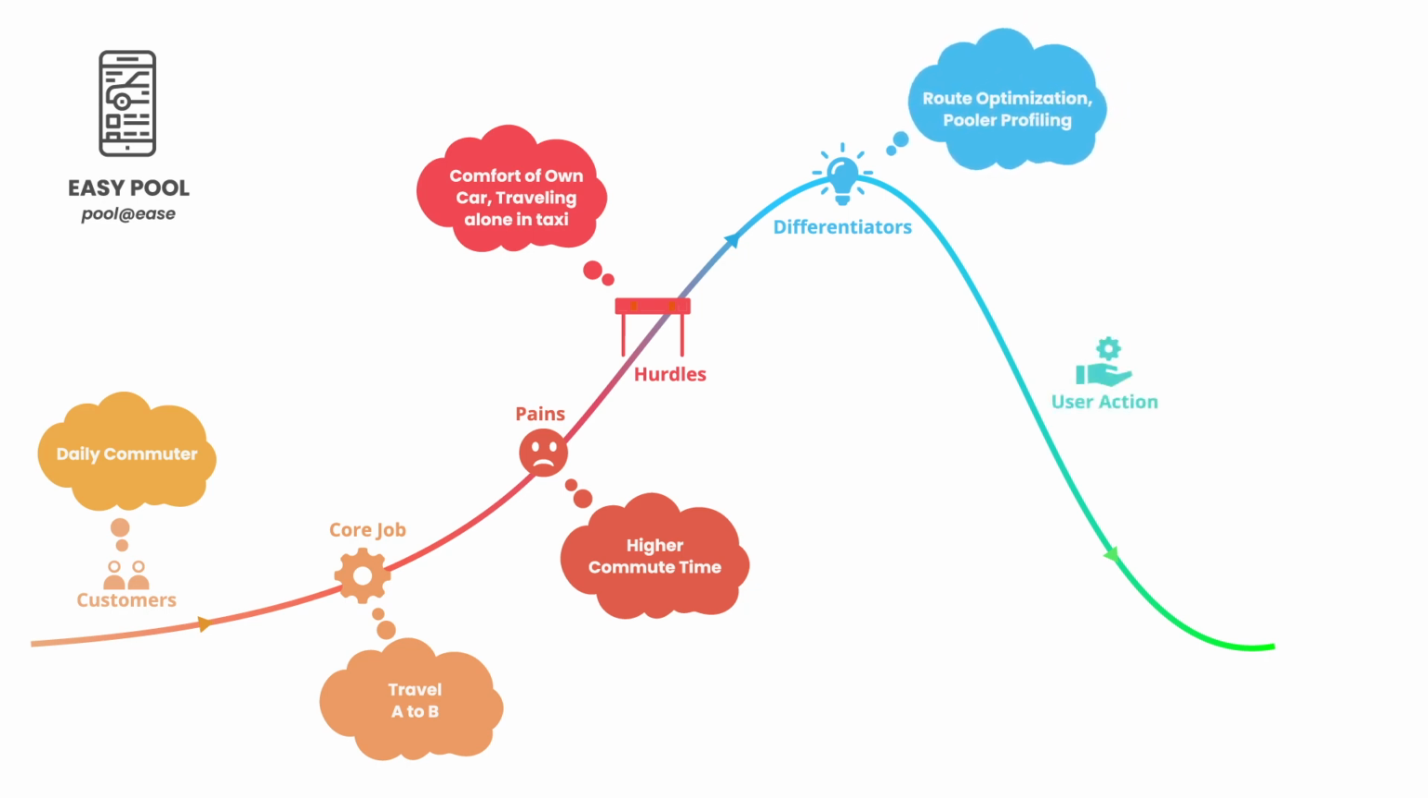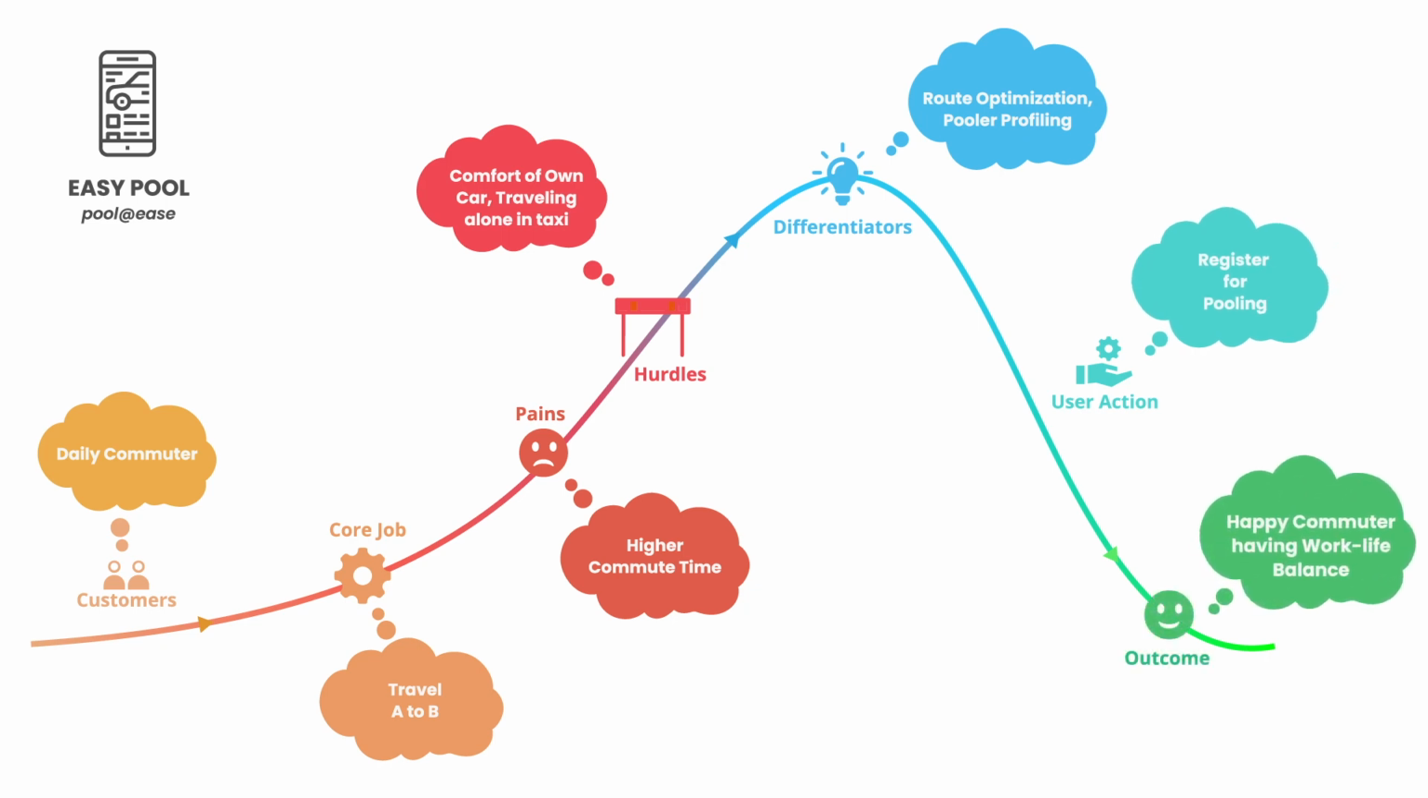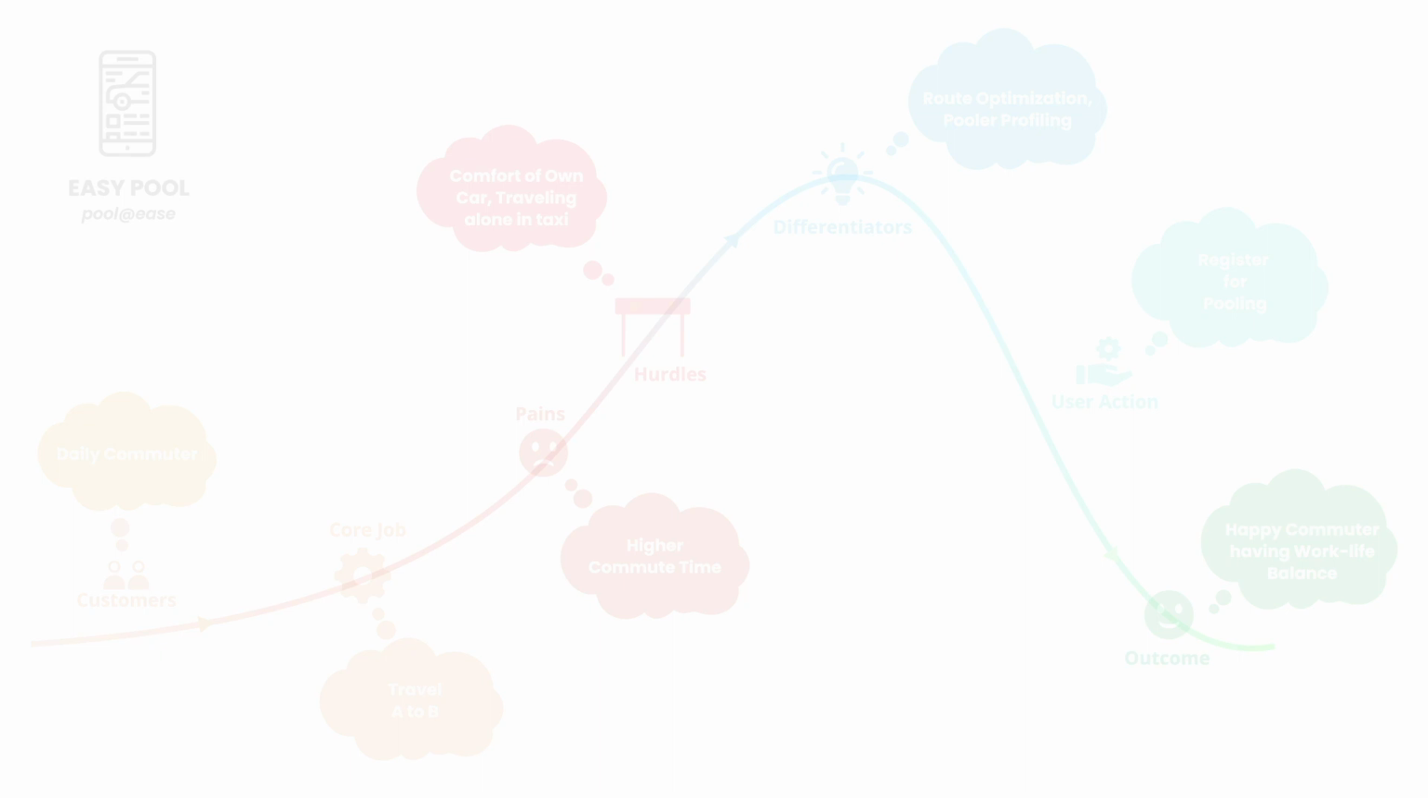What are the actions that users should take in order to start using our product? Maybe register for pooling. And the final outcome, once the users start using our product, is reduced commute time, a happy commuter, and better work-life balance. There is the vision. Let's create a story out of this vision.